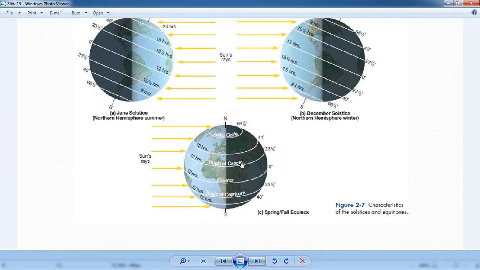Then, during the equinox, equal ra siya. 12 hours ra siya tanan. Equal nights. Equal days and nights.